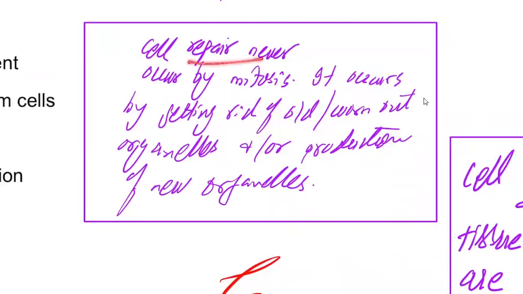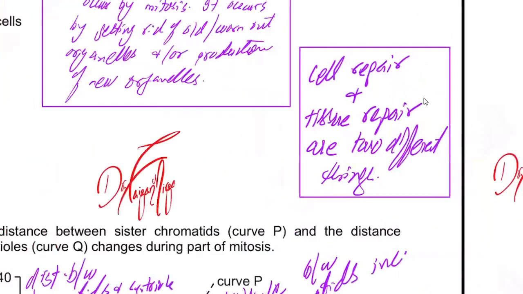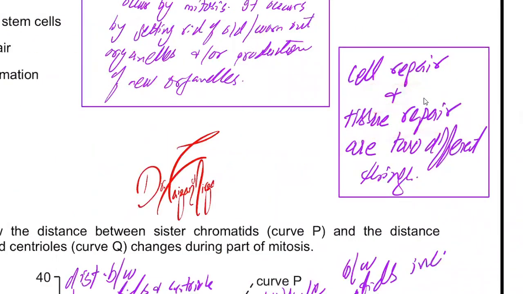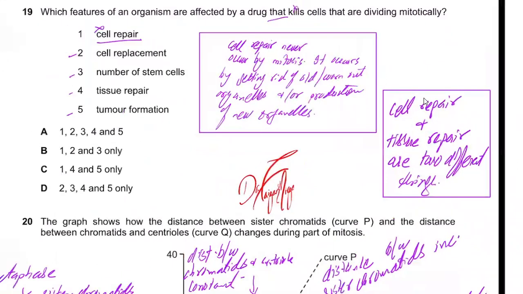Why? Cell repair never occurs by mitosis. Keep that in mind. Cell repair never occurs by mitosis. It occurs by getting rid of old and worn out organelles and producing new organelles. That's what cell repair is. There is a huge difference between cell repair and tissue repair. They are two different things. Cell repair means the cell getting repaired from inside, and tissue repair means the entire tissue is getting repaired. Yes, mitosis will be required there.